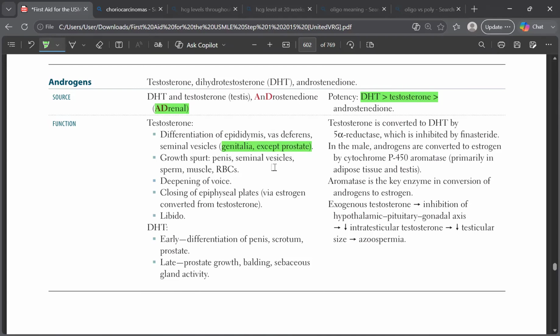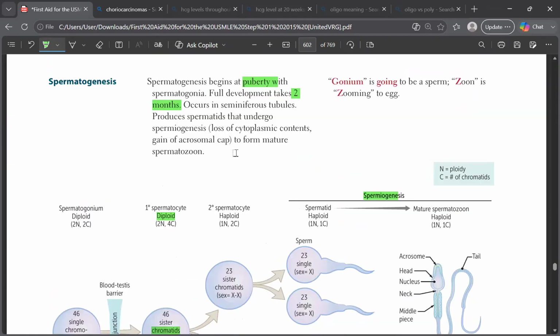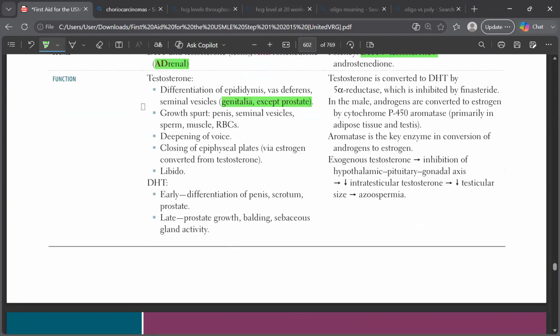The prostate was, if we go back to the embryologic origin, the prostate was, okay, let's go to that later.